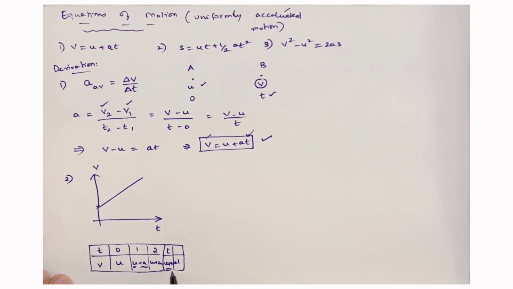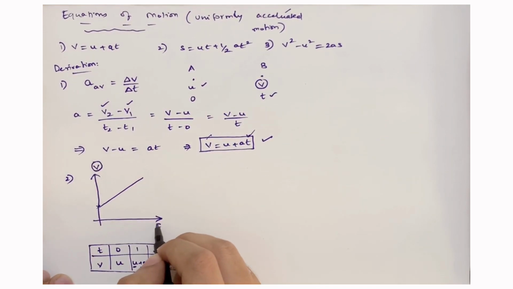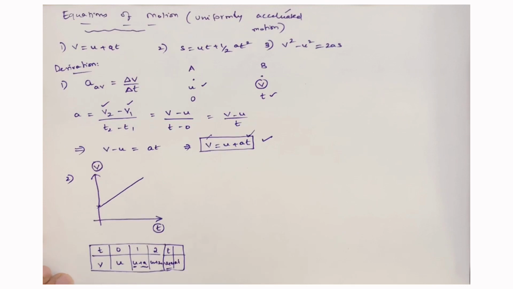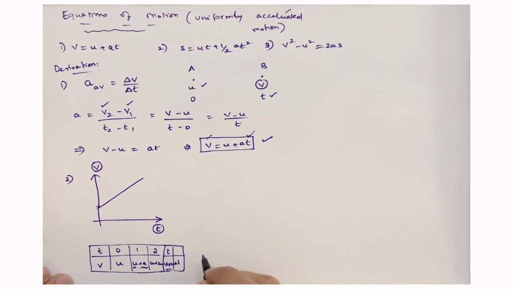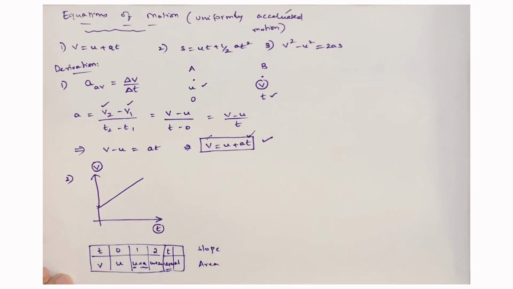Now comes the important question. You have a graph, right? Whenever you have a graph, there are two parameters which we can find out. One is called as slope and the second is area.